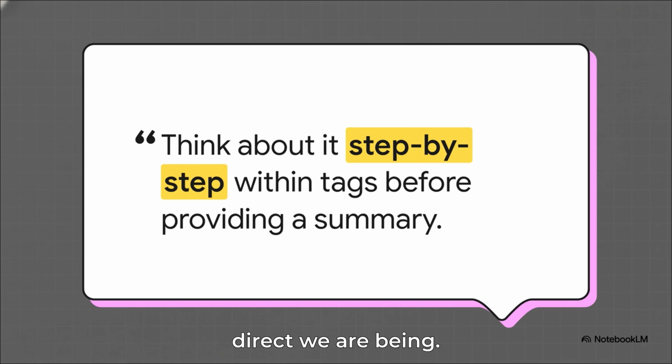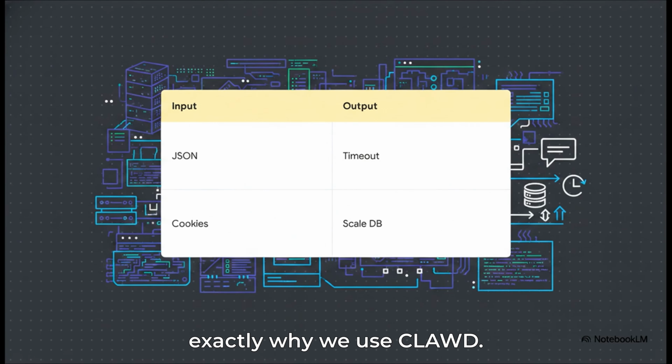Notice how incredibly direct we are being. We pass the exception values and stack trace frames and explicitly demand that Claude processes its logic inside specific thinking tags before it ever outputs the final, concise root cause summary. This structure is a game changer because it stops the model from jumping to hasty conclusions. And this right here is exactly why we use Claude. We're taking 40 lines of bloated, nested JSON that's filled with irrelevant cookies and metadata, and Claude flawlessly distills it down into plain English. It tells us, database timeout at line 42. Action required, scale DB replicas. It literally translates machine noise into human intelligence.